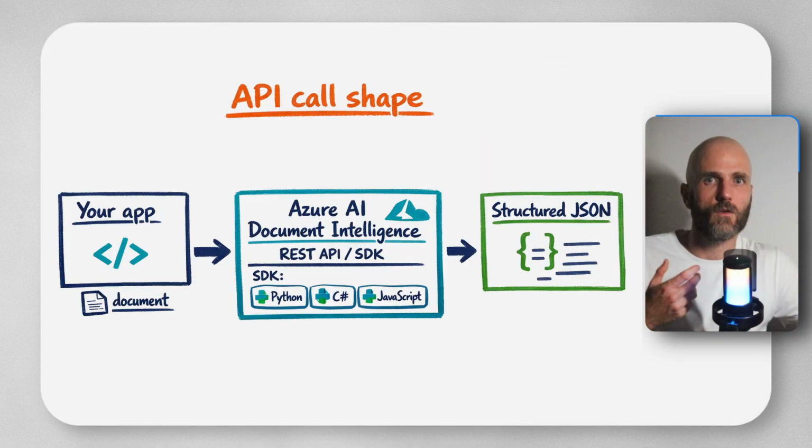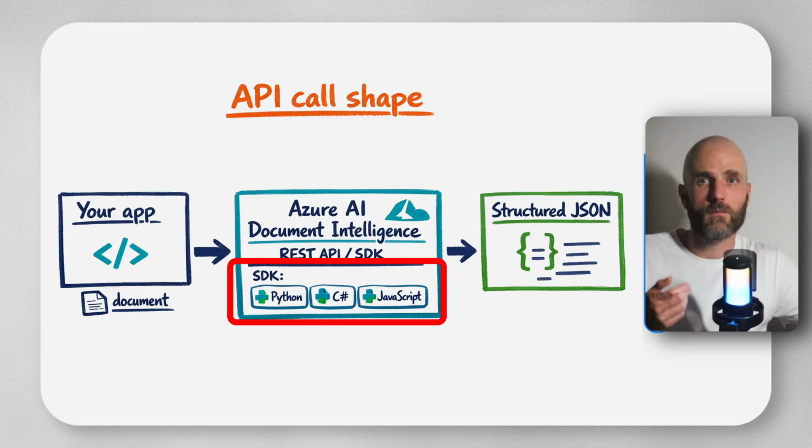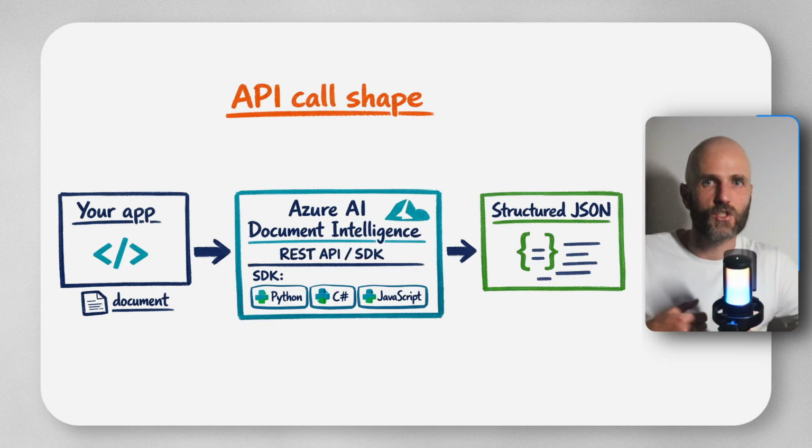Okay, so now I zoom into that extract box. What is Azure AI Document Intelligence in practice? It's a service call. I send it a document. It gives me structured JSON back. I can call it through the REST API or I can use an SDK. The common ones are Python, C#, Java, and JavaScript. So it's not some special toolchain. It's just an API surface I plug into whatever I'm building.